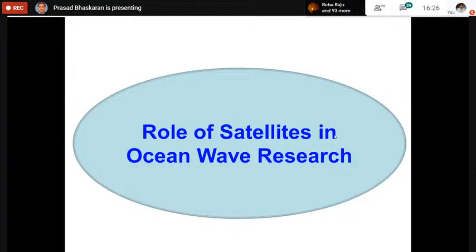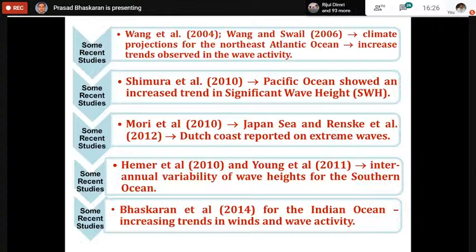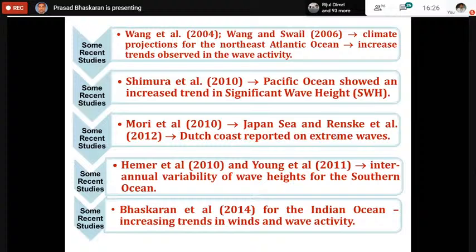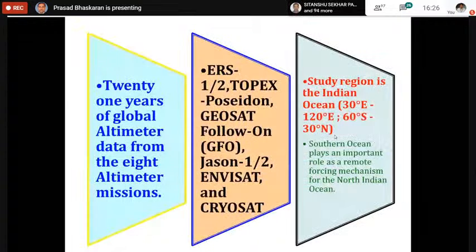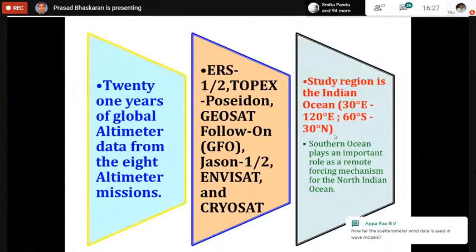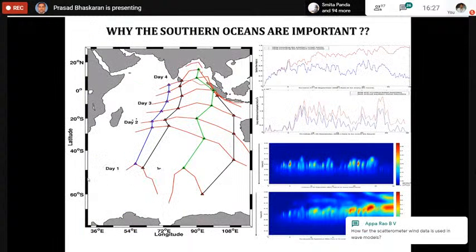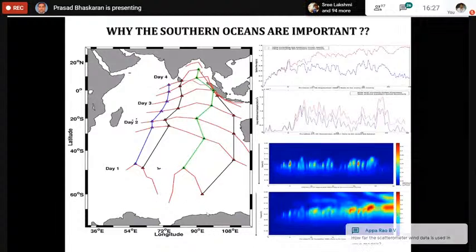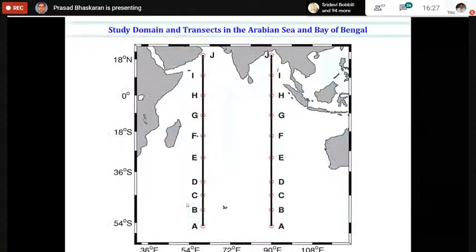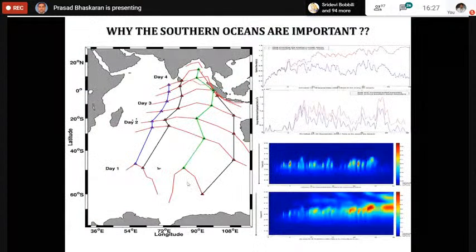So I would like to show some results which have been obtained using bias corrected standardized data. These are some of the studies that have been done on the global scale. What we have done is we have used about 21 years of data from 8 different satellite missions, and we have analyzed the entire Indian Ocean region. And you can see why the Indian Ocean region is very important. When you look at the Southern Ocean, we are finding recently that there has been a lot of activity in this region, and this activity can influence the entire Indian Ocean region.